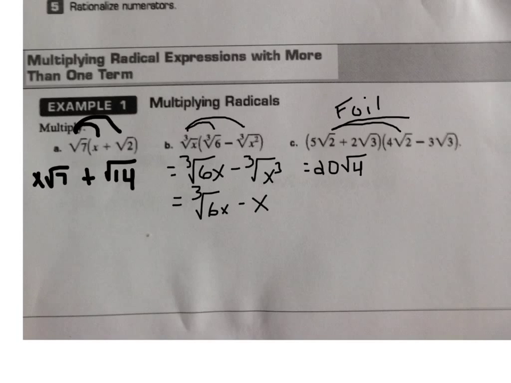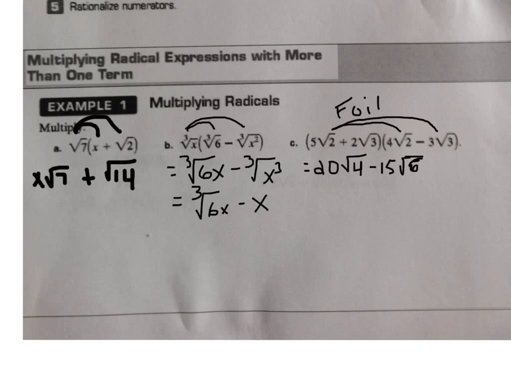And then we're going to take 5 times the square root of 2 times a negative 3 times the square root of 3. The 5 and the negative 3 we can multiply, that's negative 15. And the square root of 2 and the square root of 3 we can multiply, that's the square root of 6. Maybe I'll get a 6 out of this.